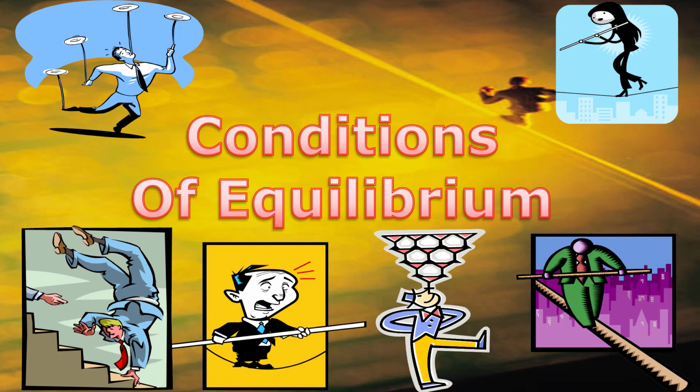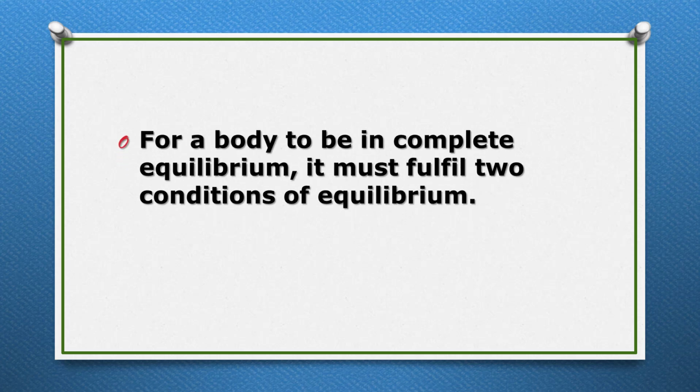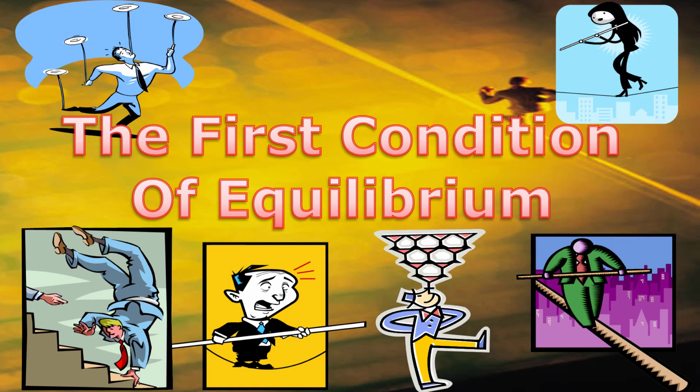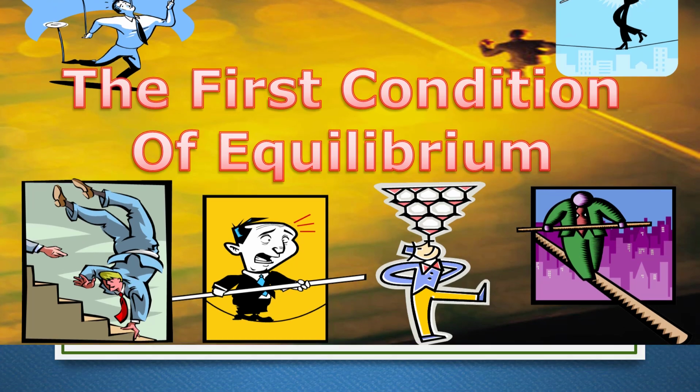So now if we discuss conditions of equilibrium, we basically have two conditions of equilibrium. Okay, so for a body to be in complete equilibrium, it must fulfill two conditions of equilibrium. Okay, and what are those conditions? Let's check it out. The first condition of equilibrium. What is the first condition of equilibrium?